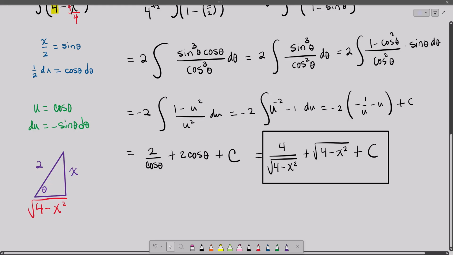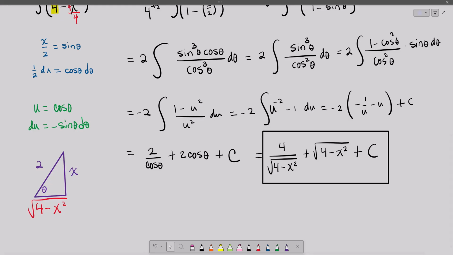Thank you for not making us rationalize the denominator. Yeah, you don't have to rationalize that denominator.